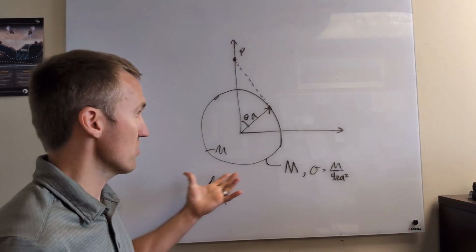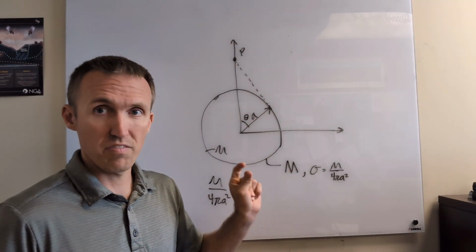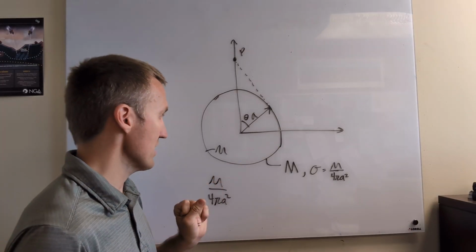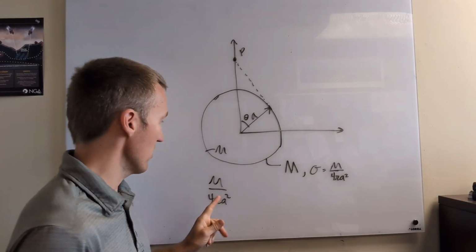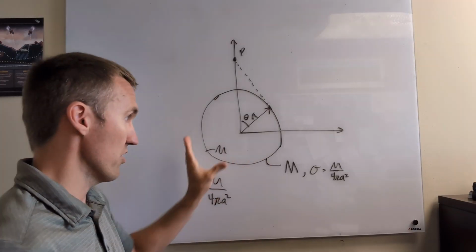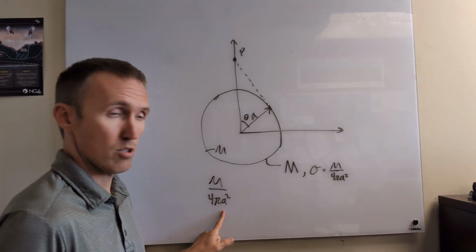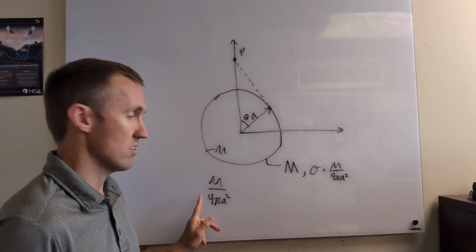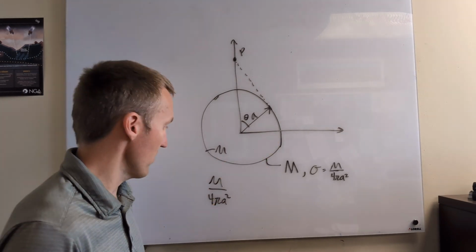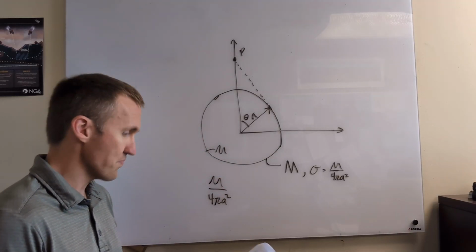We have a spherical shell centered at the origin with a very small thickness. The total mass of that shell is mass m. And the density of the shell, the surface mass density, is going to be just the total mass divided by the total surface area of the sphere with radius a. So mass divided by area, in this case, that'll be the surface mass density.